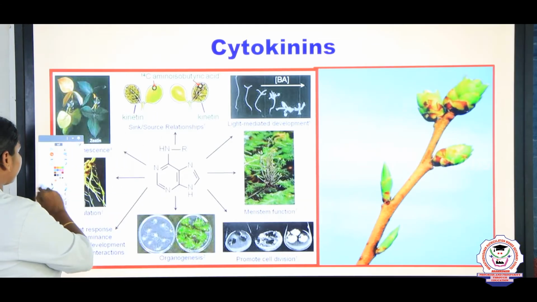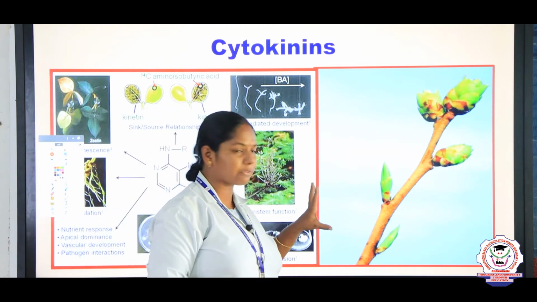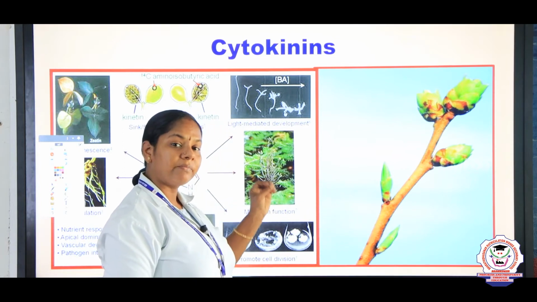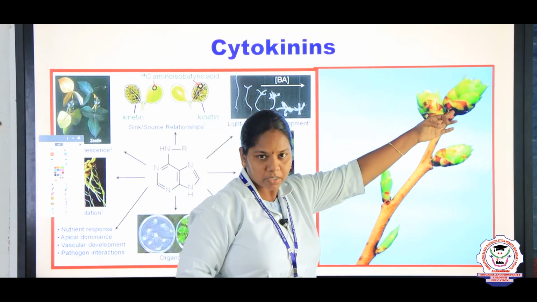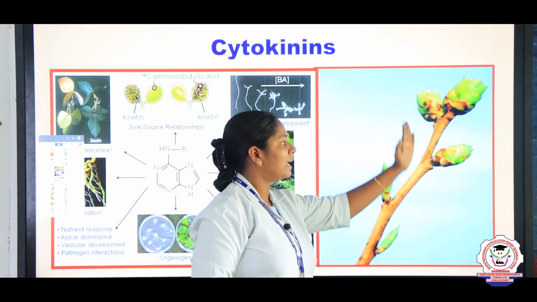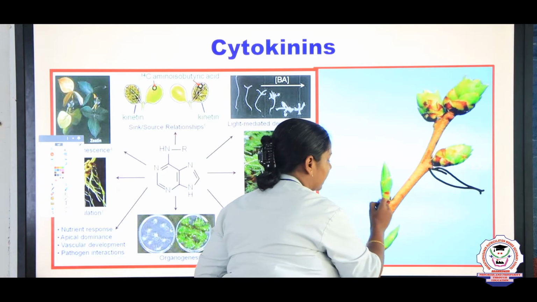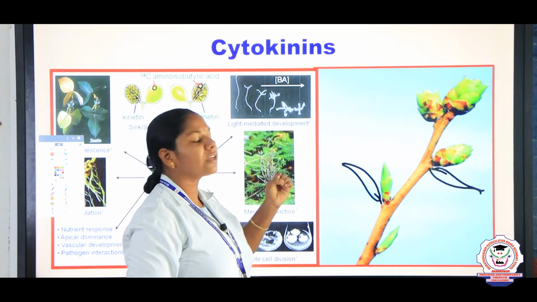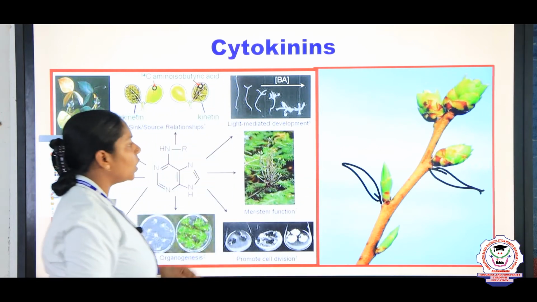The first important function is that, just look at this plant, children. Can you find something from it? Yes, lateral bud growth, right? The bud present at the apex of the plant we say is apical. But the buds present on the lateral sides, or at the axils of the leaf, we say are axillary buds. So the growth of lateral buds is stimulated by cytokinins.